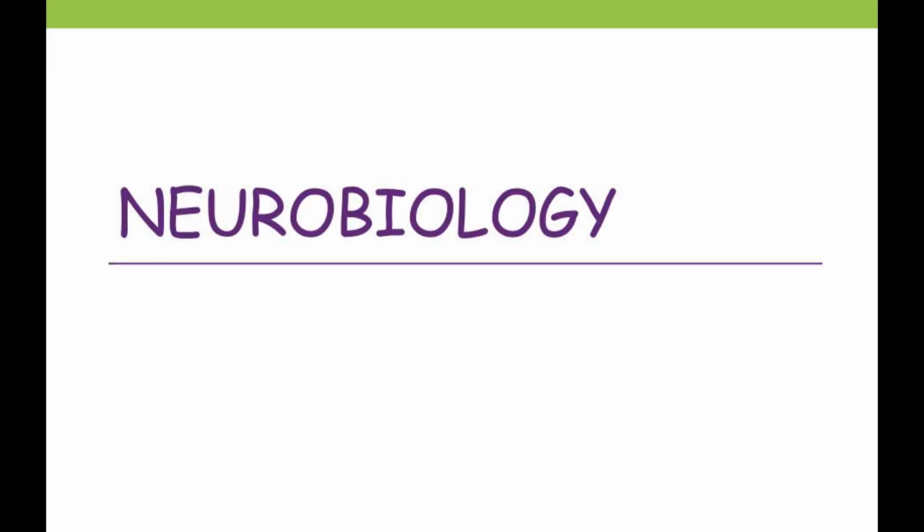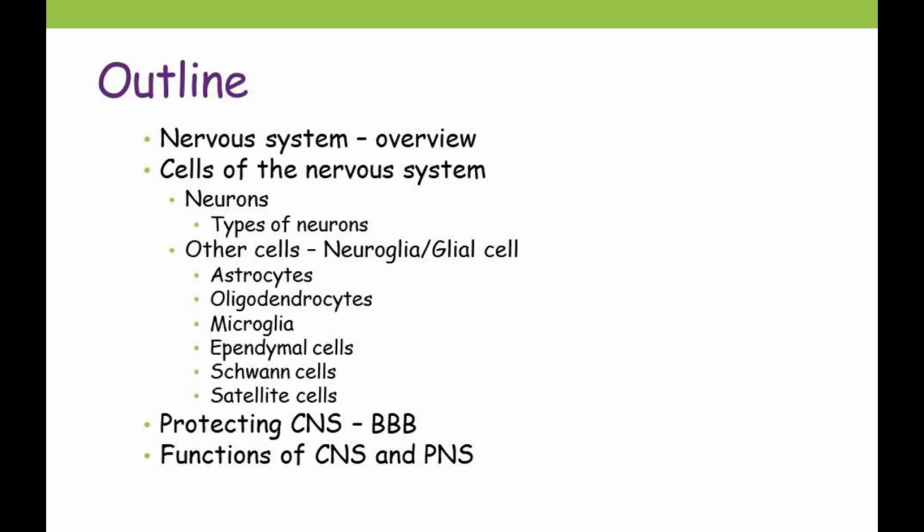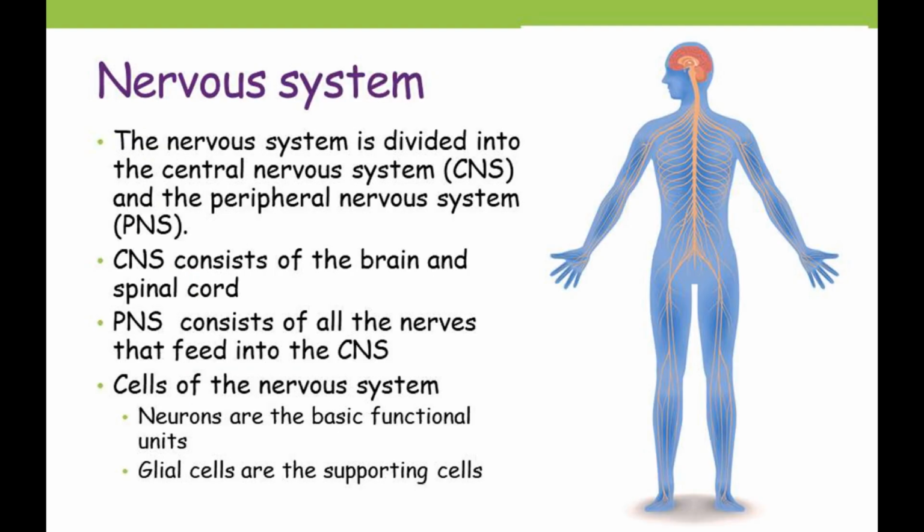Today's class is based on neurobiology, where I'll be taking the outline of the nervous system and the cells included in the nervous system and its functions. So, the nervous system, as you might know, is divided into the central nervous system and the peripheral nervous system. The central nervous system consists of the brain and the spinal cord. The peripheral nervous system consists of all the nerves that feed stimulus into the central nervous system.